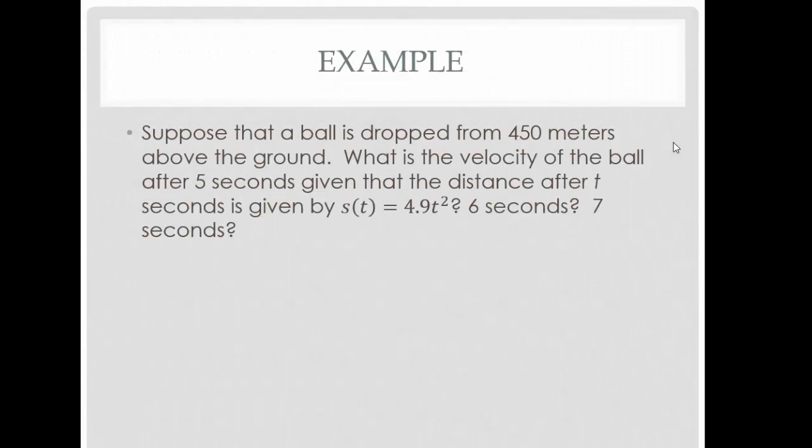So let's take a look at an example. This is going to be similar with slightly different numbers. Suppose that a ball is dropped from 450 meters above the ground. What is the velocity of the ball after 5 seconds, given that the distance after t seconds is given by that same formula, s of t equals 4.9 times t squared. So we want the instantaneous velocity of the ball at 5 seconds, but also at 6 seconds and at 7 seconds. Okay, so a couple things to point out first.